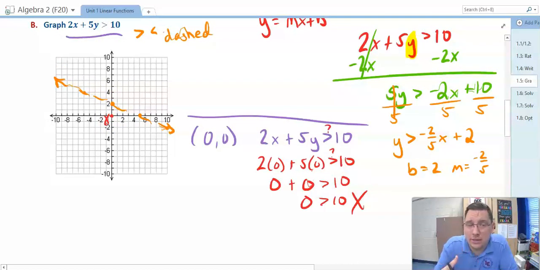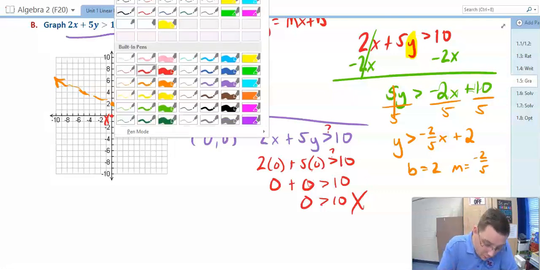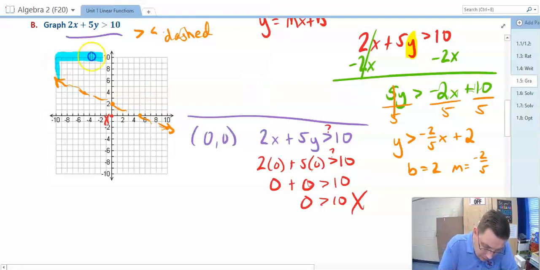So in this case, I'm going to shade the opposite side of the line. So again, if the point doesn't work, we shade the opposite side of the line. If the point works, we shade that side of the line. And so with this one, we're going to shade all up here. And everything above this dashed line will be a solution.